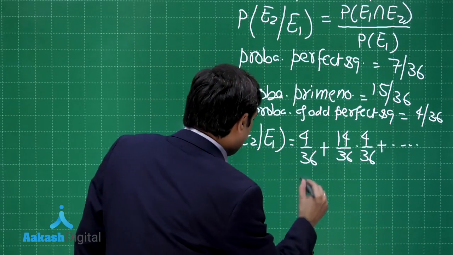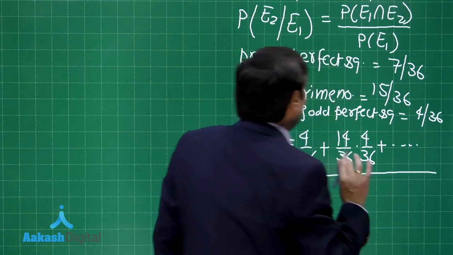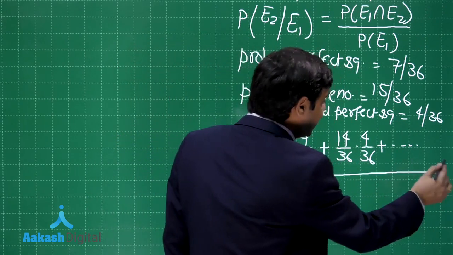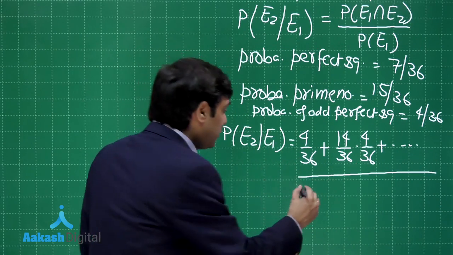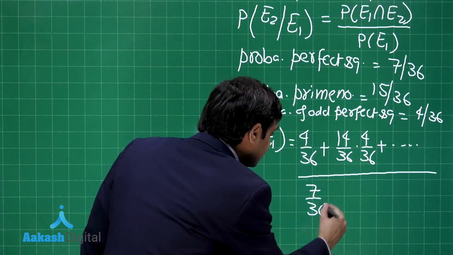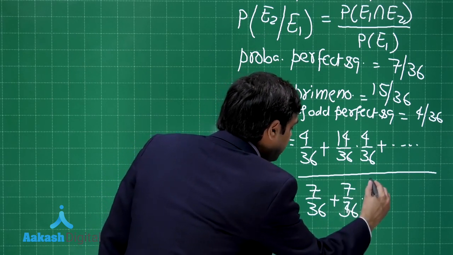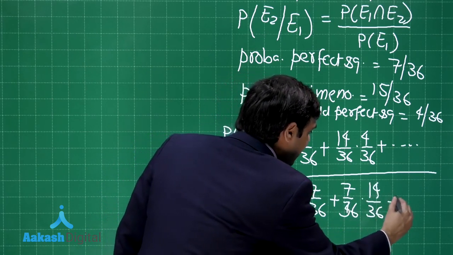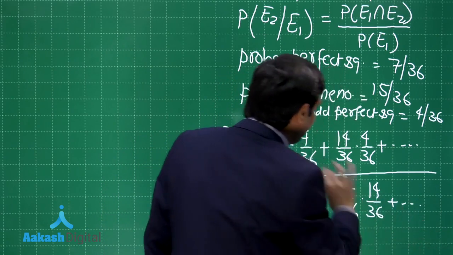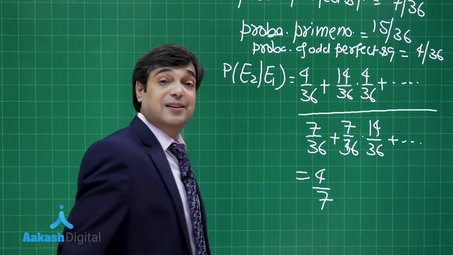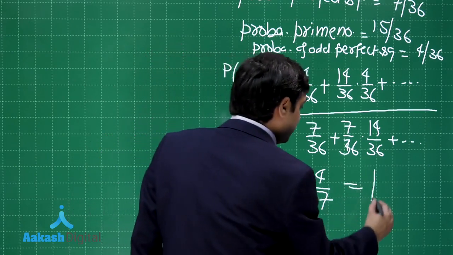Divided by, what is there? Probability of E1. And what is the event? It is that it is a perfect square. So this is 7 by 36 plus 7 by 36 multiplied by 14 by 36 and so on. So you can see that everything will be cancelled and you are left with just 4 by 7. This is the required probability, given to me as P.